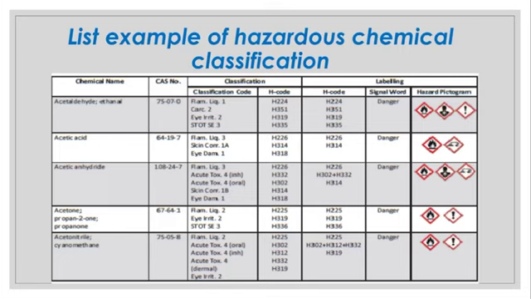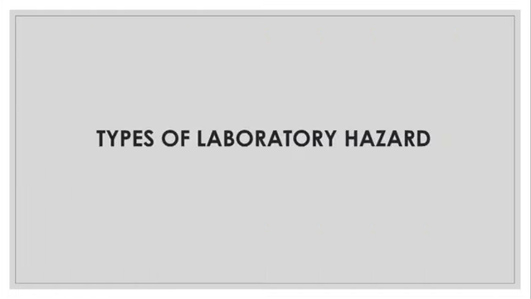Okay, the list of hazardous chemical classification. So this is a list of examples of chemical names: acetaldehyde, diethanol, acetic acid, acetic anhydride, acetone, propan-2-one, and more. So this is the list of examples and the hazard pictograms. You may refer to the labeling. And types of laboratory hazard.